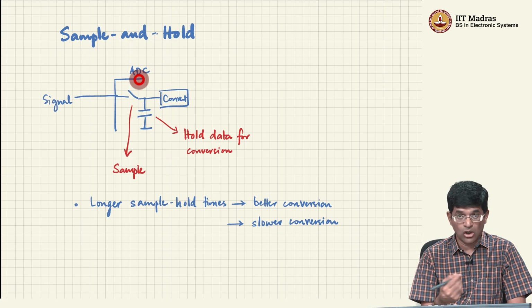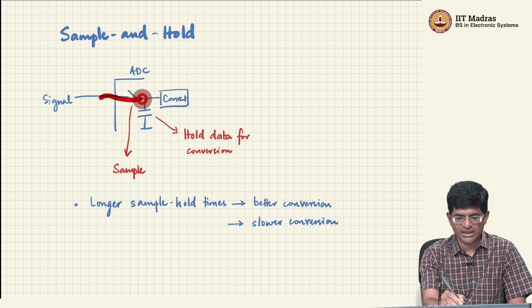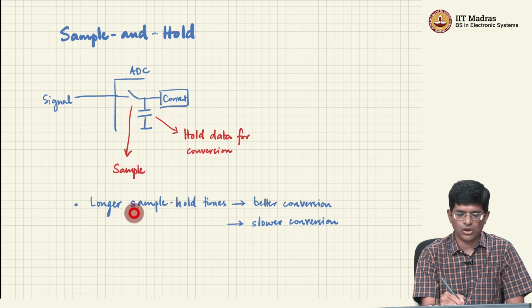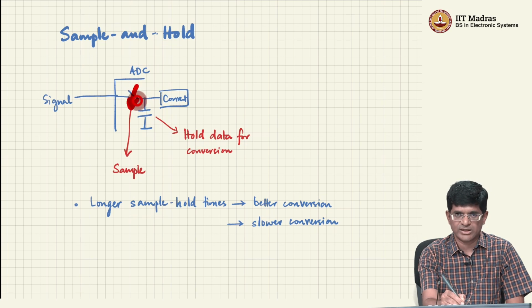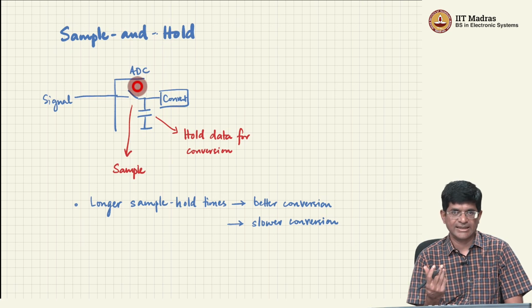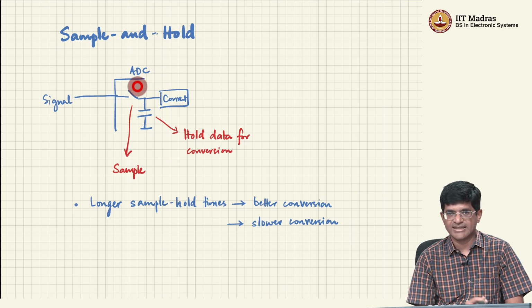Longer sample and hold times usually give you better conversion because it gives a better chance for this capacitor to exactly take the voltage that you have here. But it also means slower conversion rates because you have to wait for a certain amount of time and then do the conversion. So for very high speed applications, you don't have long sample and hold. You need to keep this as short as possible. But at the same time, you want the conversion to also happen in a meaningful manner. So once again, the sample and hold parameters are things that can be controlled using the different settings in the configuration of the ADC.